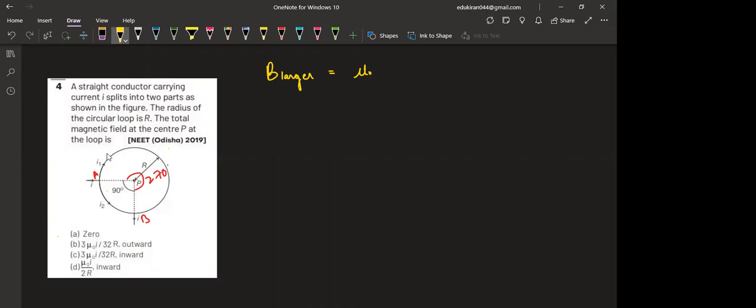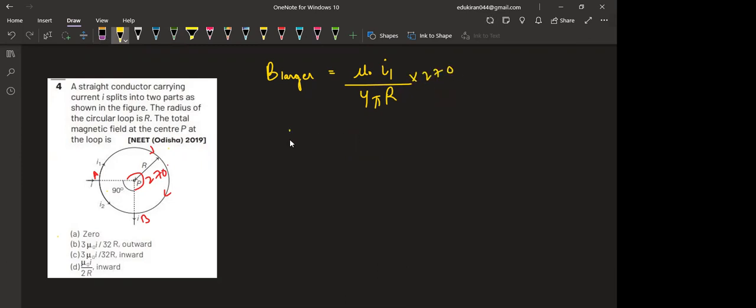So mu naught I1 is the current that is flowing here. Look, across here, this is current I1 that is flowing. So this is mu naught I1 divided by 4 pi r and alpha 270. We can write this as 270 by 2 pi, right? This is how we write the formula. Mu naught I into this, or directly write the angle. Directly you can write down 270 because 4 pi r we have it.